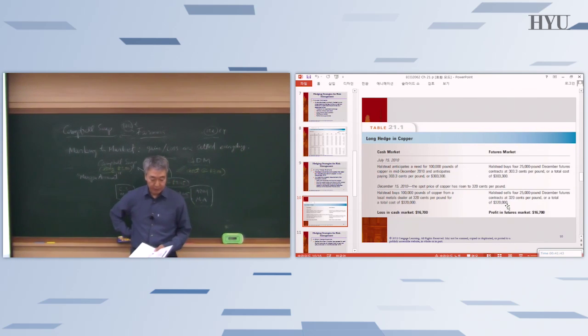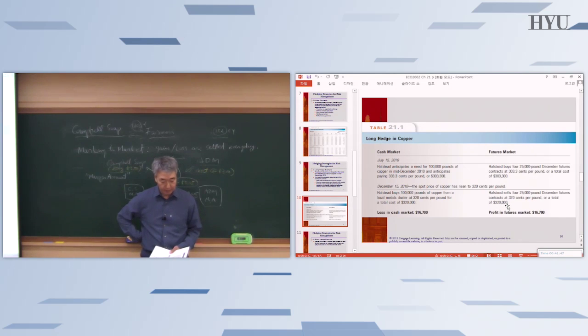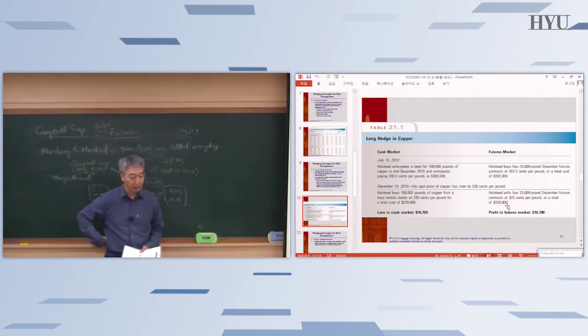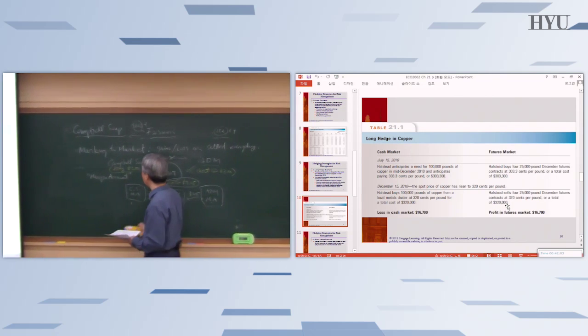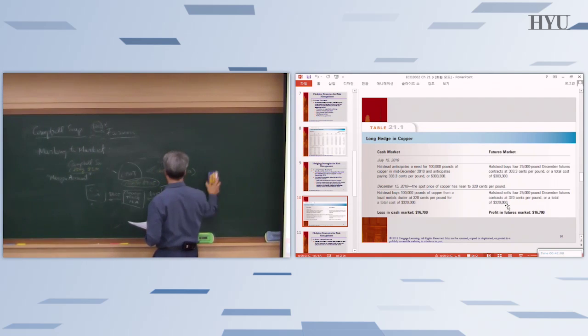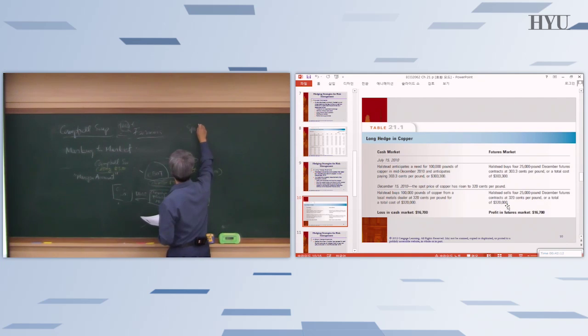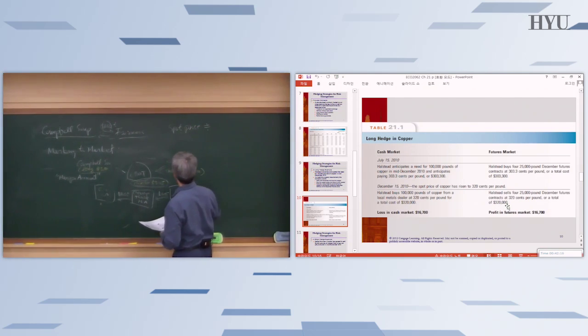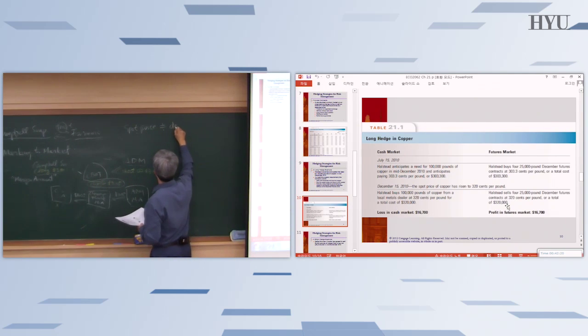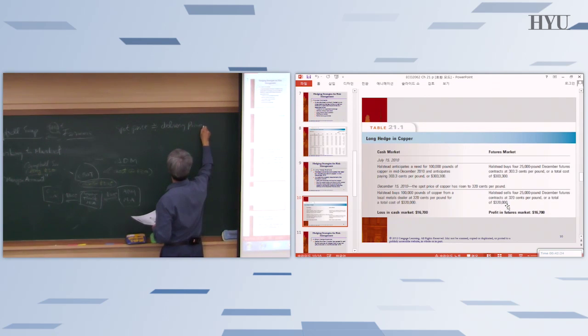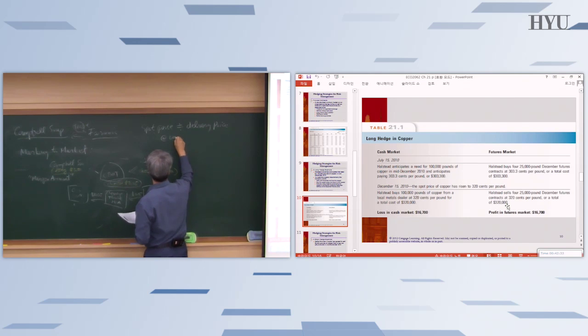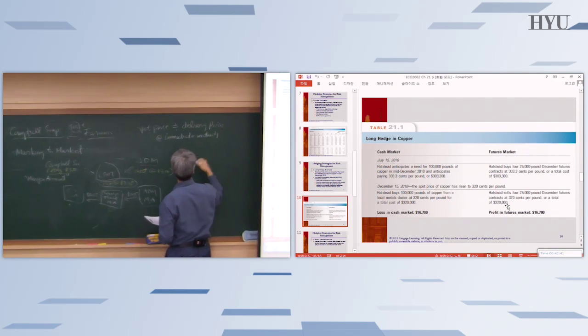So according to this story, on December 15, the spot price of gold is 320 cents. Then the future price will also be 320 cents. In other words, spot price will be almost equal to delivery price, delivery price at immediate maturity. Maturity, right? Think about it.